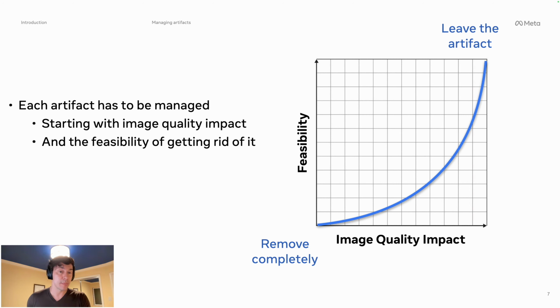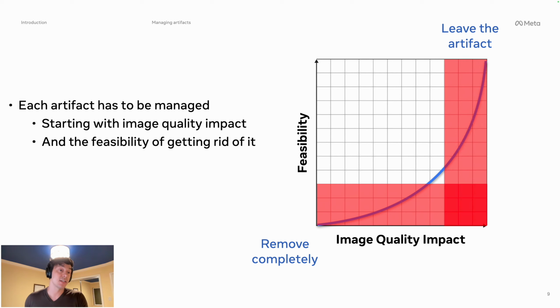And typically you'll have some sort of trade-off for every artifact. Removing the artifact completely would produce excellent image quality, but not be very feasible, and leaving the artifact untouched would be easily feasible, but would have some sort of large impact on the image quality. So we wouldn't want to do the first thing, to avoid infeasible solutions. We wouldn't want to do the second thing, to avoid bad image quality, and we're trying to find some sort of sweet spot, some sort of good trade-off to hopefully have an acceptable solution in both of these ways.